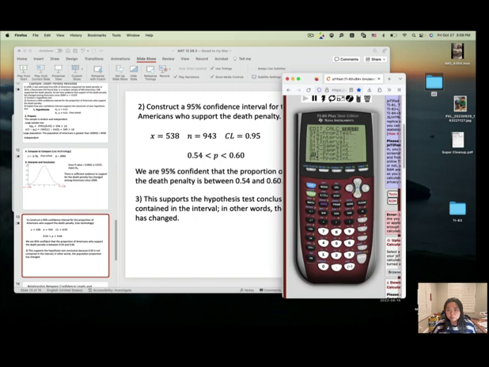Okay, one population proportion z-score confidence interval. We're gonna plug in the n 538, x 943, and the confidence level 0.95. Calculate. So you do have a confidence interval. The population proportion is gonna be in between 0.54 to 0.60. Okay, right?